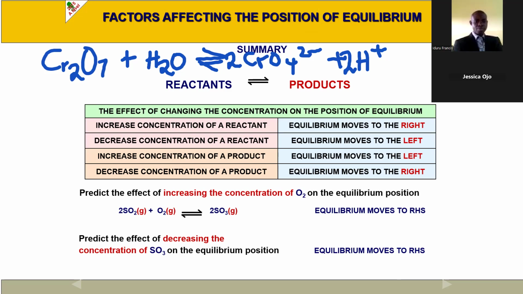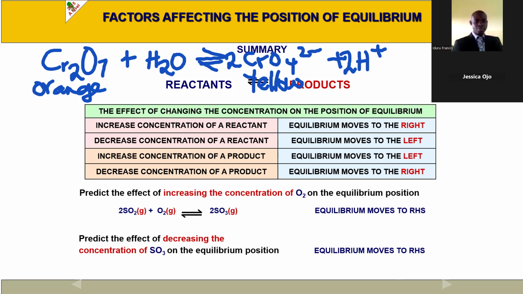Two Cr, 7 oxygen, then one mole of water. Look at this reaction. This is orange in color, and this is yellow in color. These are aqueous species; they're all aqueous, except water, which is liquid, of course. The rest are all aqueous.